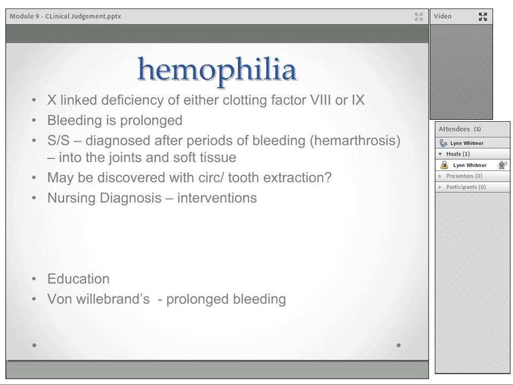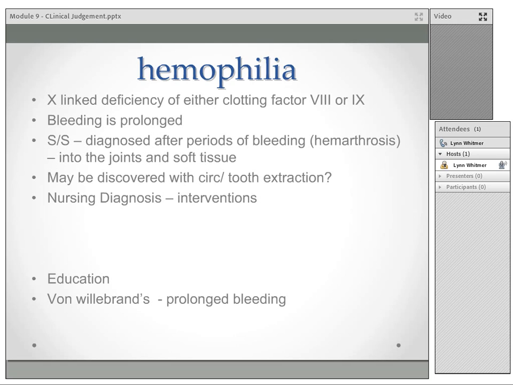Hemophilia, again, is an X-linked deficiency of either clotting factor 8 or 9. This affects men usually because it is on the X part of the chromosome. What is happening is that the bleeding is prolonged. So our signs and symptoms, again, are diagnosed with periods of bleeding, especially into the joint area or into the soft tissue. So you'll see bruising, or they won't be able to stop bleeding.